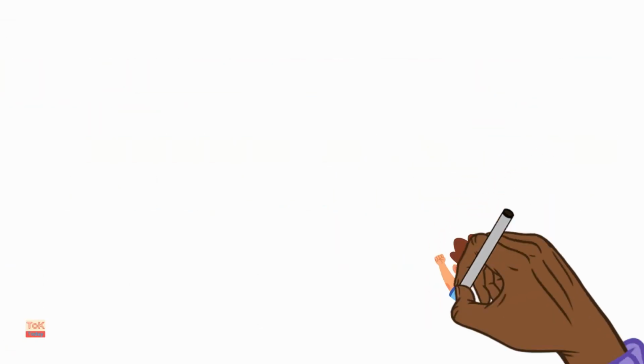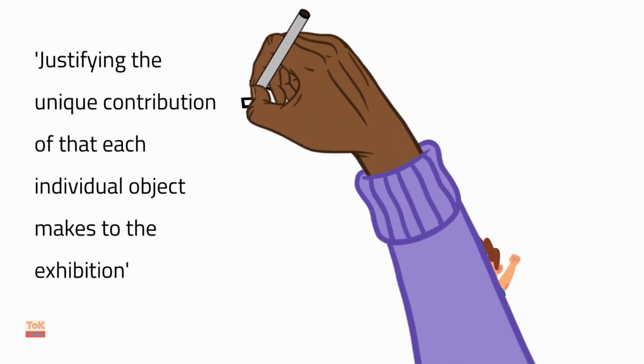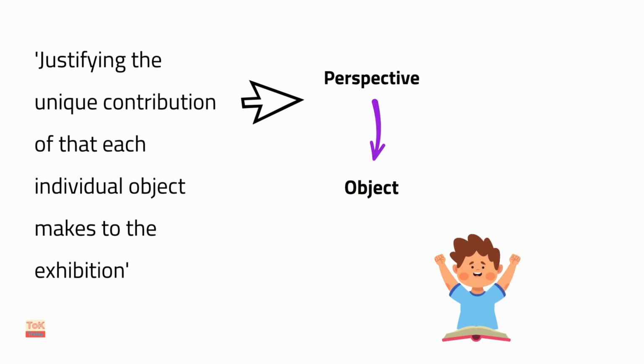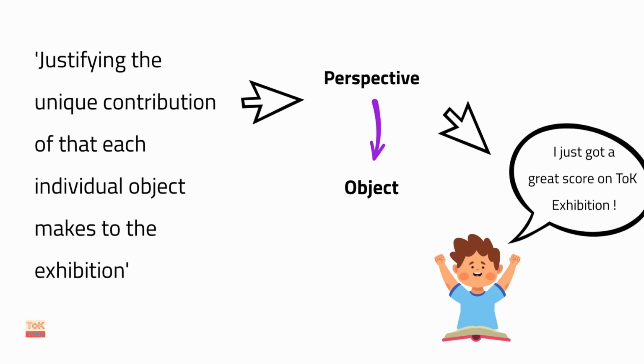The final step is to link the explanation of the object's link to the perspective back to the prompt. Lots of links, I know, but these steps are the operationalization of the criteria that reads justification of the particular contribution of that individual object to the exhibition. It's this criteria that students need to fulfill to be scoring 7 to 10 marks in the exhibition.